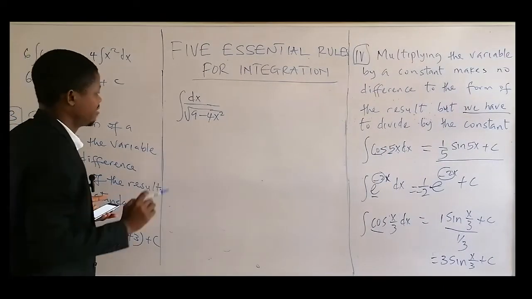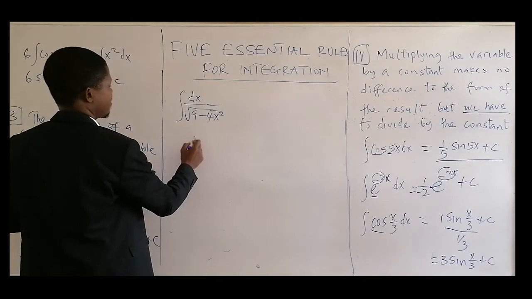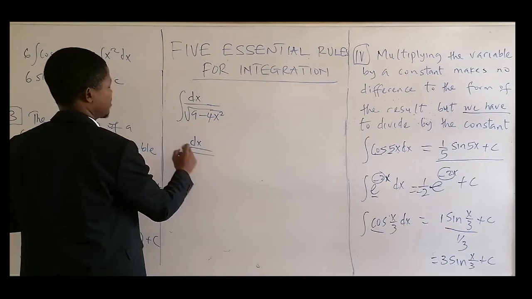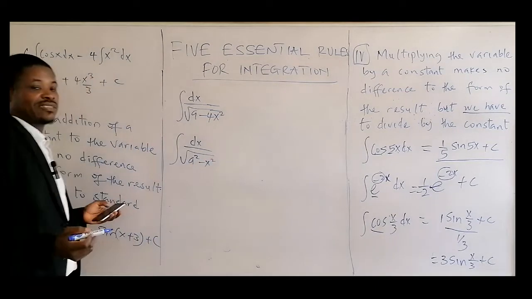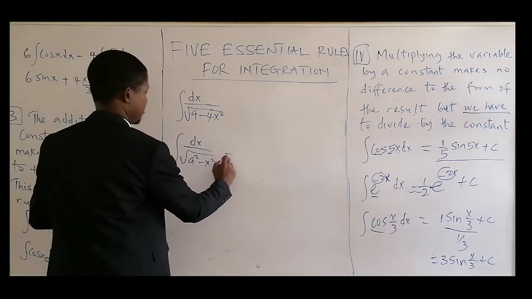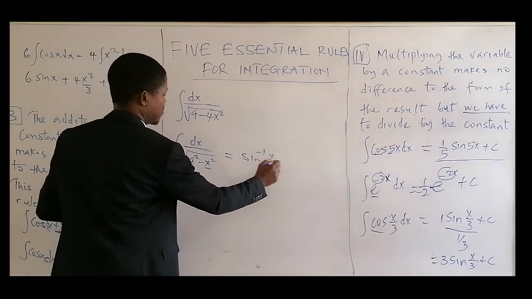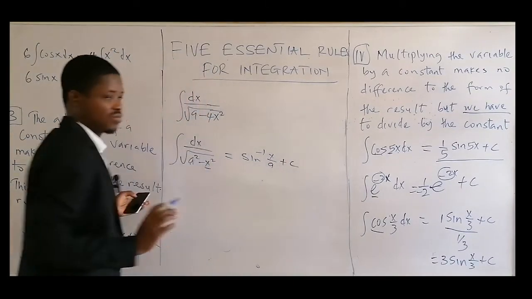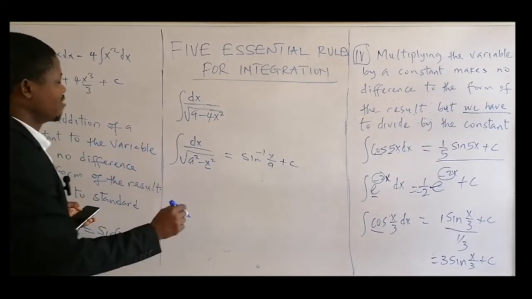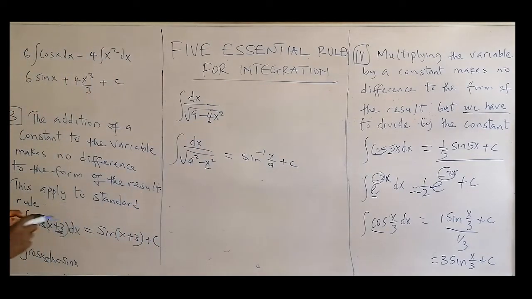Can we look at the table? The standard table says that we have the integral of 1 over the square root of a squared minus x squared, which will be equal to what? This is arc sine, x over a, plus c. That's the standard rule. But in this case now, you are multiplying the variable by 4. You're multiplying the variable by what?